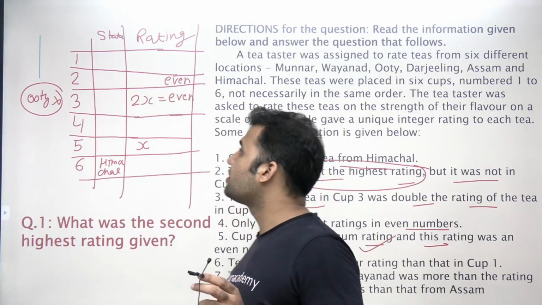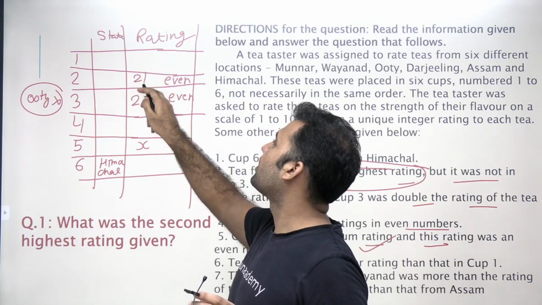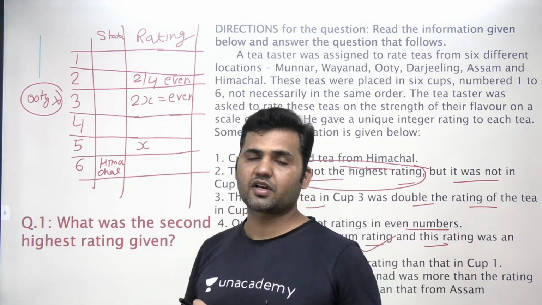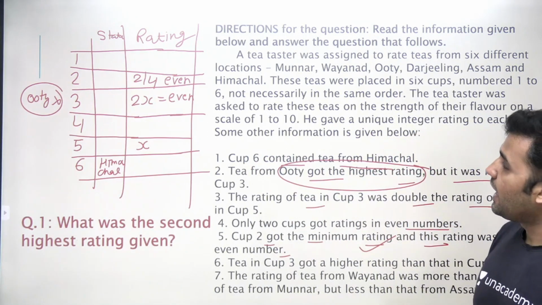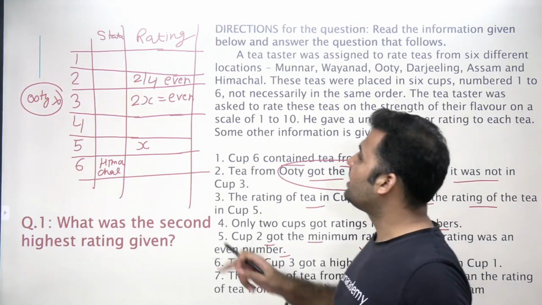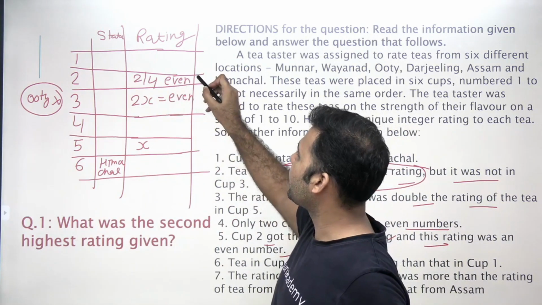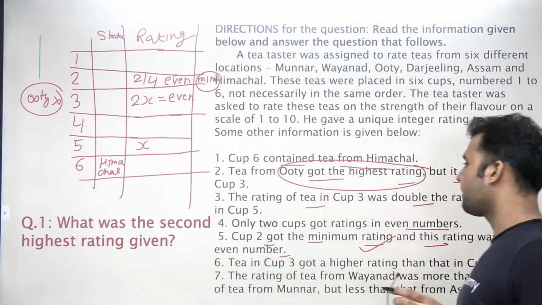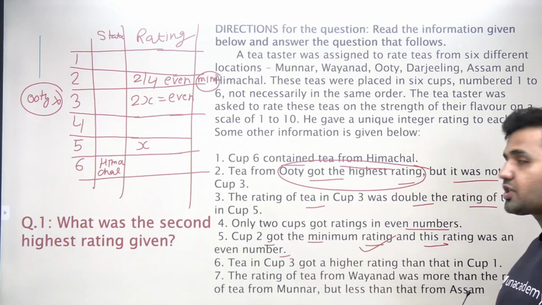There are only two possible cases, because if this number is even, it can either be 2 or it can be 4, right? Cup number 2 can have a rating of 2 or it can have a rating of 4. Okay. What else is a possible case? And also you need to take care that this number is having a minimum rating. So just write down the word minimum here also, right? This is having a minimum possible rating. Only 2 cups got the even rating. Okay, we have used this information. We have used the information number 5 also.